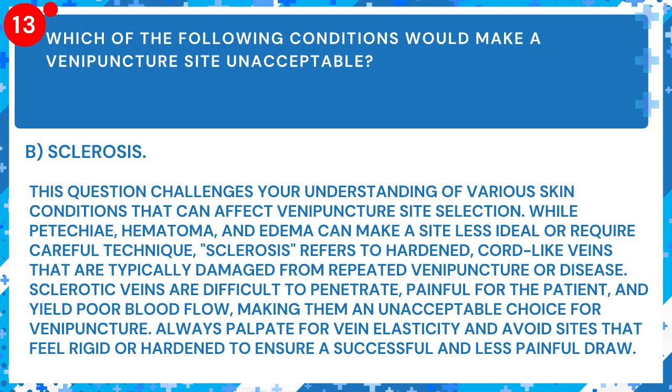Answer: B. Sclerosis. Explanation: this question challenges your understanding of various skin conditions that can affect venipuncture site selection. While petechiae, hematoma, and edema can make a site less ideal or require careful technique, sclerosis refers to hardened, cord-like veins that are typically damaged from repeated venipuncture or disease. Sclerotic veins are difficult to penetrate, painful for the patient, and yield poor blood flow, making them an unacceptable choice for venipuncture. Always palpate for vein elasticity and avoid sites that feel rigid or hardened to ensure a successful and less painful draw.